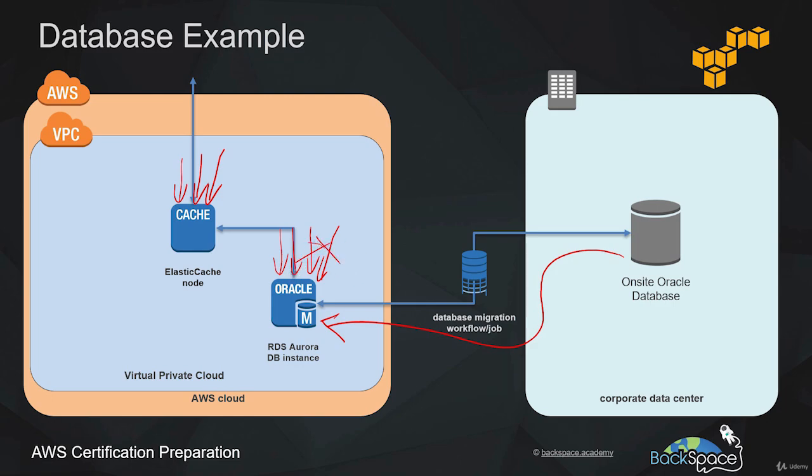And any requests for anything that is not in the Elasticache will be simply forwarded to the RDS instance. And that way we have high-speed access to our frequently accessed data, while at the same time we can still access our less frequently accessed data directly from our RDS instance.